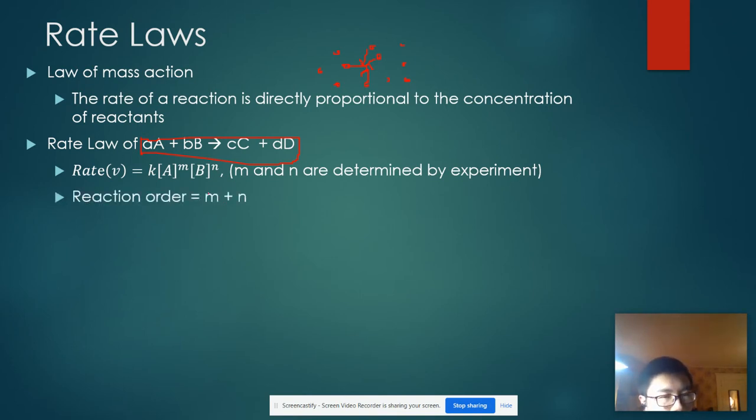The reaction order, in this case, is determined by m plus n. If m is 1 and n is 1, well, 1 plus 1 is 2, so this is a second order reaction. If m is 1 but n is 0, that's 1 plus 0, which is a first order reaction. If m is 2 but n is 1, that's 2 plus 1, which is 3, so that's a third order reaction.